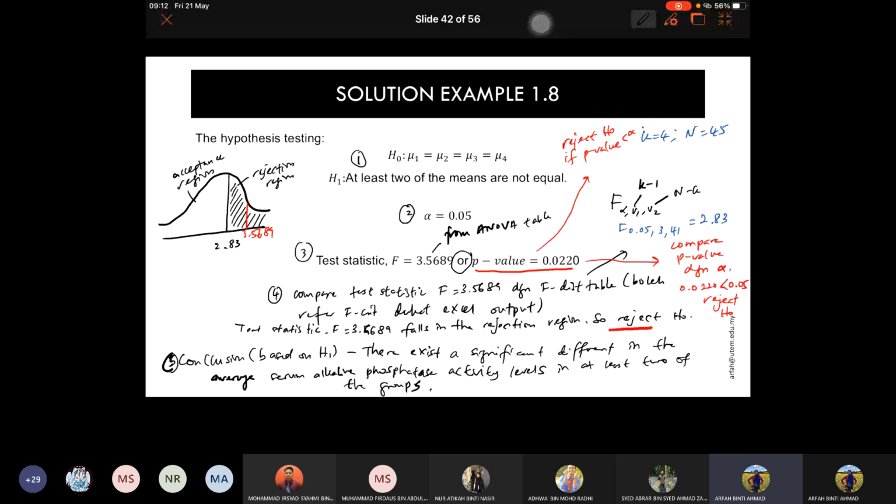So ini adalah berkaitan dengan hypothesis testing for unequal sample size. Basically the procedure and everything is just the same.